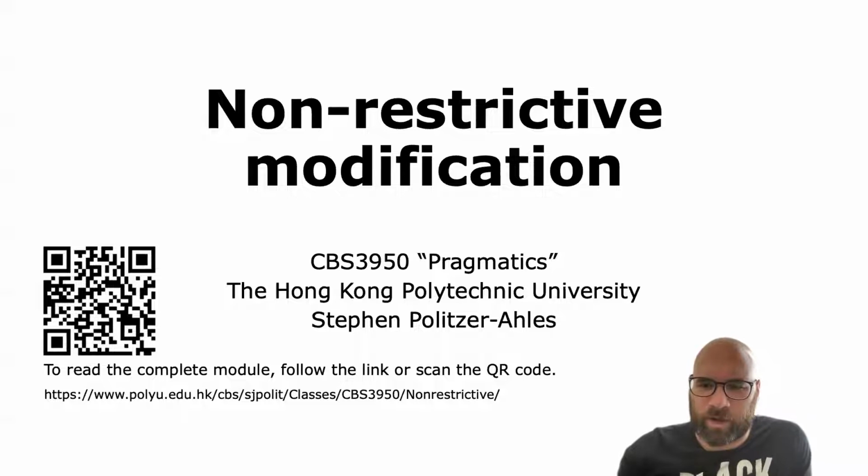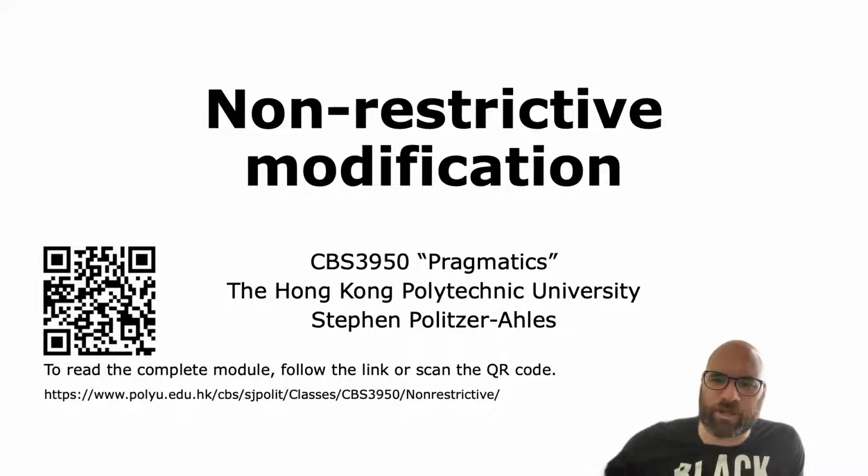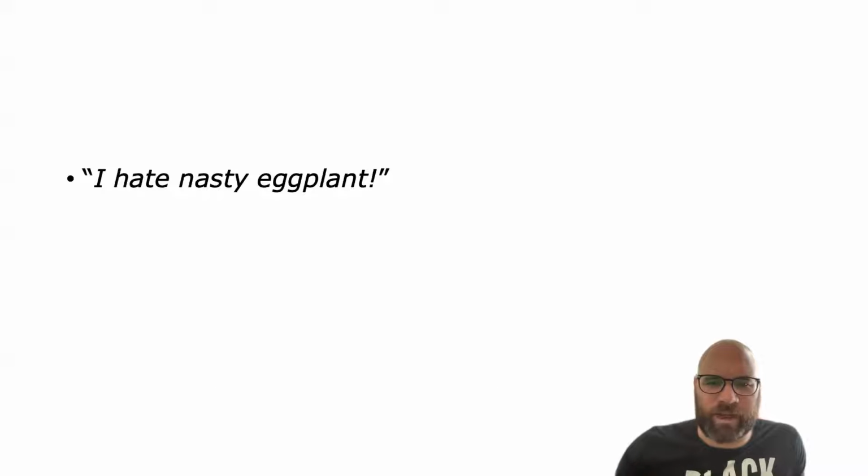Another situation where an utterance can raise different sorts of meanings is modification. So when there's an adjective or a relative clause or some kind of modifier, there are different ways we can interpret the relationship between that modifier and the word it's modifying. So let me give you an example. Imagine I say, I hate nasty eggplant. There's two possible interpretations of this sentence.